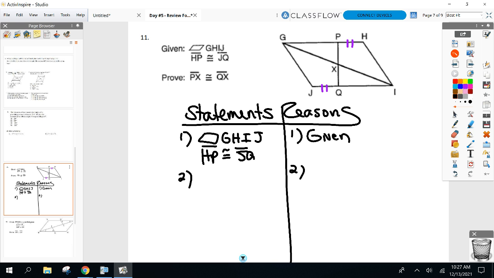Everybody good? All right, so we have to work a little harder. How am I going to get PX congruent to QX? Well, those segments are only equal if what's congruent? Triangles. Get a pair and you've got CPCTC. Go at it. Find triangles that are congruent. CPCTC.